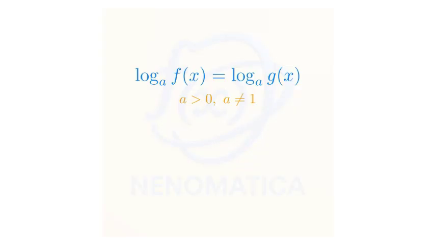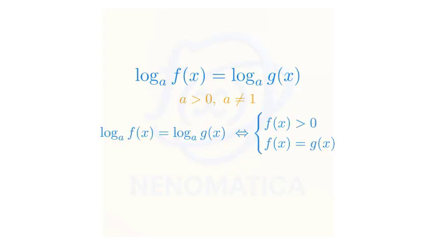Step 1. State the equation and remember the base conditions. The base a must be positive and not equal to 1. Step 2. Convert the equation into an equivalent system using the argument of the left logarithm. We require f of x to be greater than 0, and we set f of x equal to g of x.